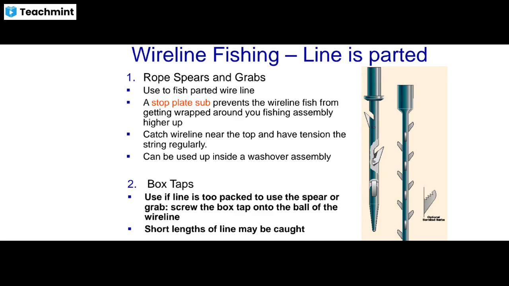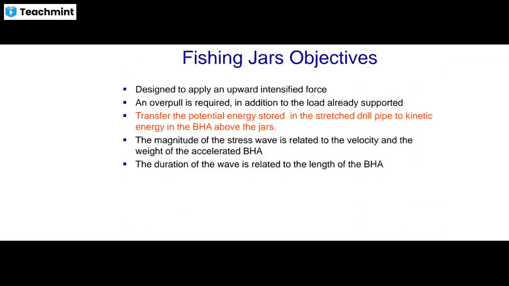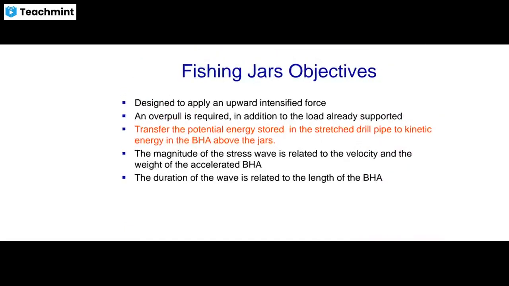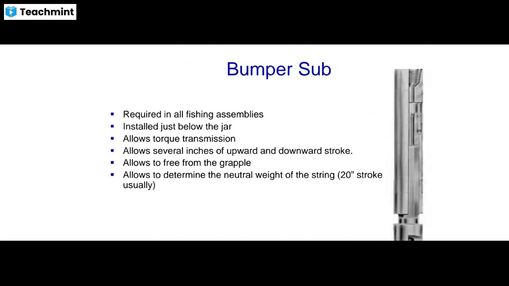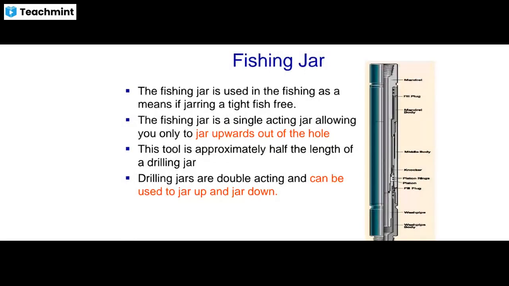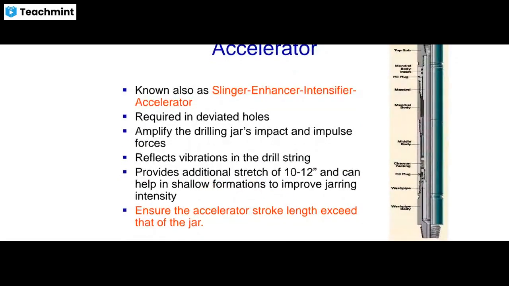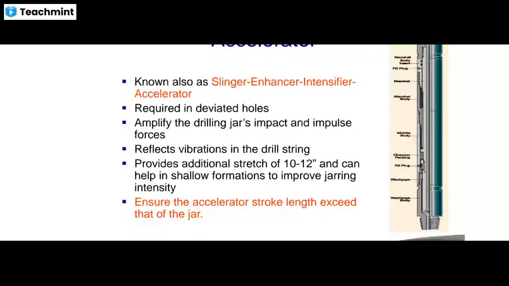So wireline fishing, line is parted. So you can see rope spears and grabs, box taps, fishing jar objectives, then bumper subs, recorded in all fishing assemblies, then fishing jar. This is your accelerator, known as slinger, enhancer, intensifier, accelerator.